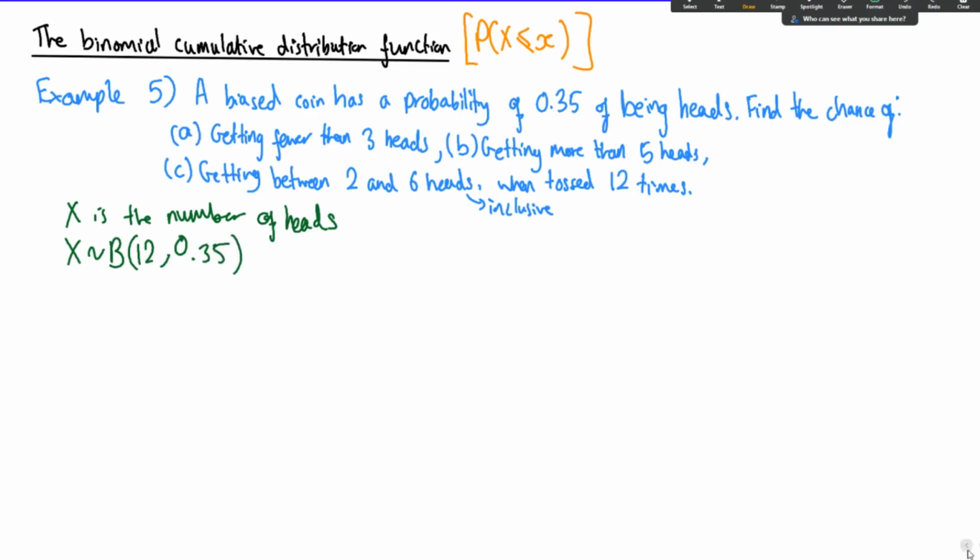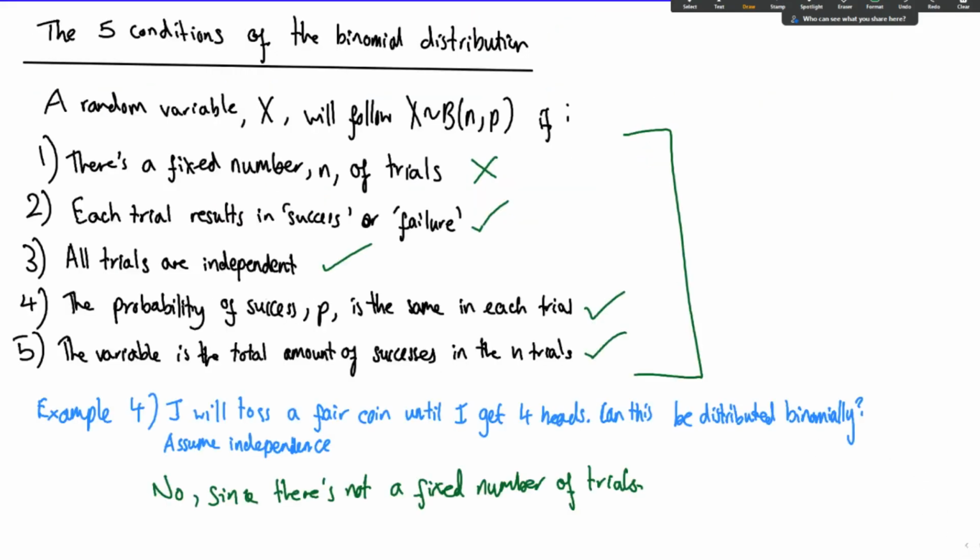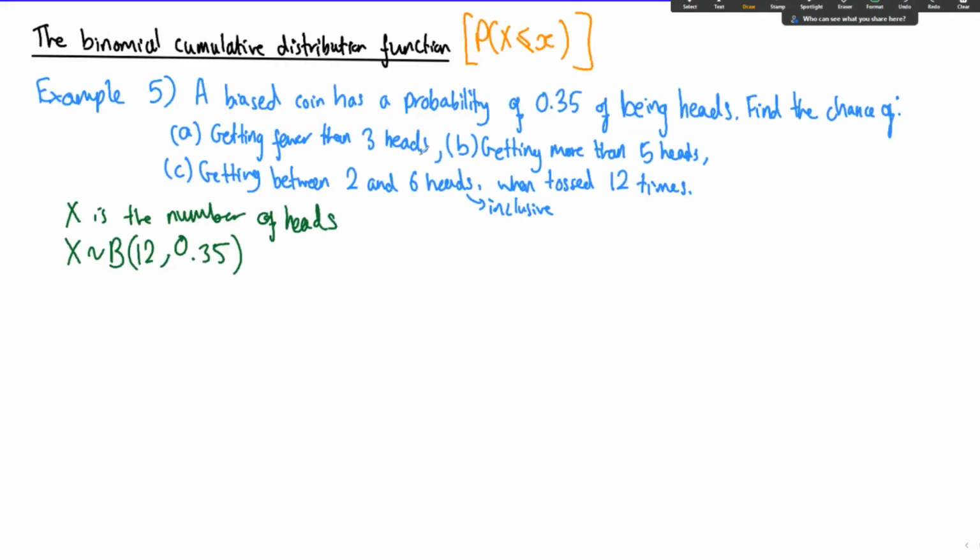We can also look back and see that all of these conditions are met. We have a fixed number n of trials, 12 trials, and a fixed probability. This question hasn't said that they're independent, but you can assume that they're independent because when you toss a coin, usually the trials are independent. Our variable is the total amount of successes, because it's the amount of heads, and if we attribute heads to successes, then we're okay. And finally, we're tossing a coin, so heads is success and tails is failure. We only have 2 outcomes. So now we know it works as a binomial distribution.